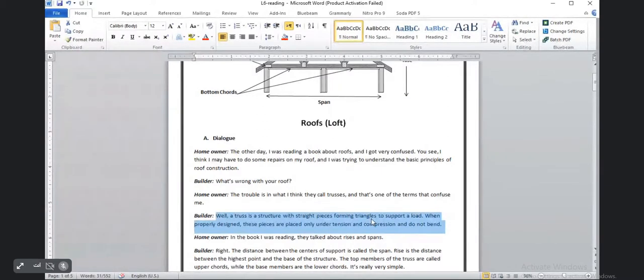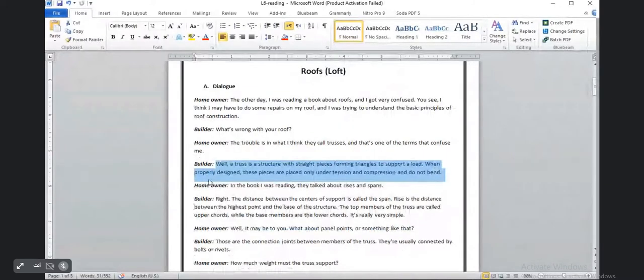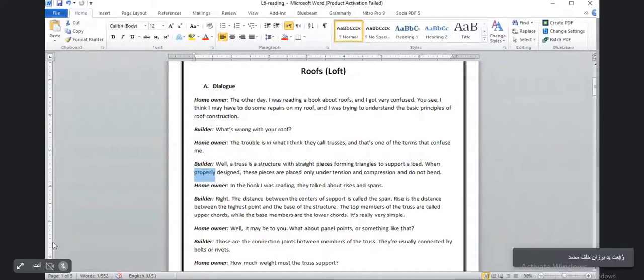Okay. Let me explain more about trusses and what Ahmed Raad also read. When properly designed, now this word properly, what do you think it means, properly? It's not probably, it's properly, from proper. What do you think it means, properly? Yes. May I? Of course you may. Noor Abbas, yes. Properly, it suits something.